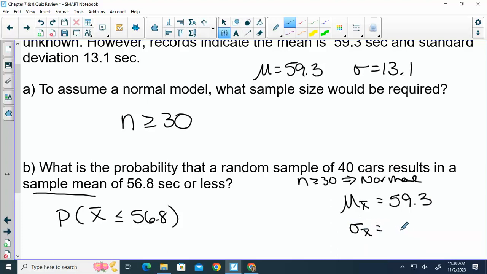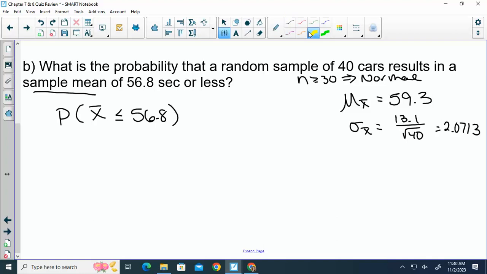Standard deviation of the sample means. Our normal standard deviation divided by the square root of n. That's just straight from the formula sheet. So if I do that, we get 0.0713.